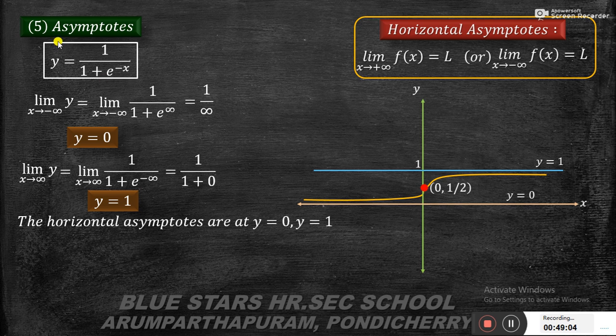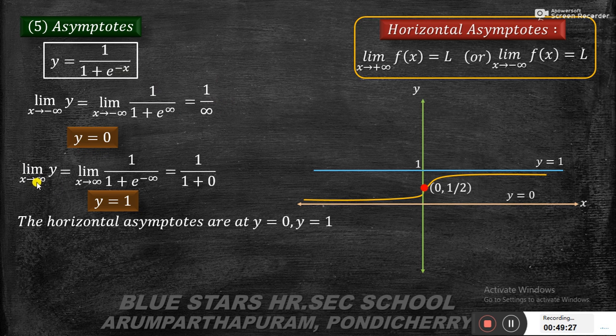Now the asymptote. Asymptote means y equal to 1 by 1 plus e power minus x. You take the limit. Limit x tends to minus infinity of y equals 1 by 1 plus, substituting x tends to minus infinity, minus into minus gives plus infinity, e power infinity. E power infinity is infinity. So 1 by infinity is 0. So y equal to 0.